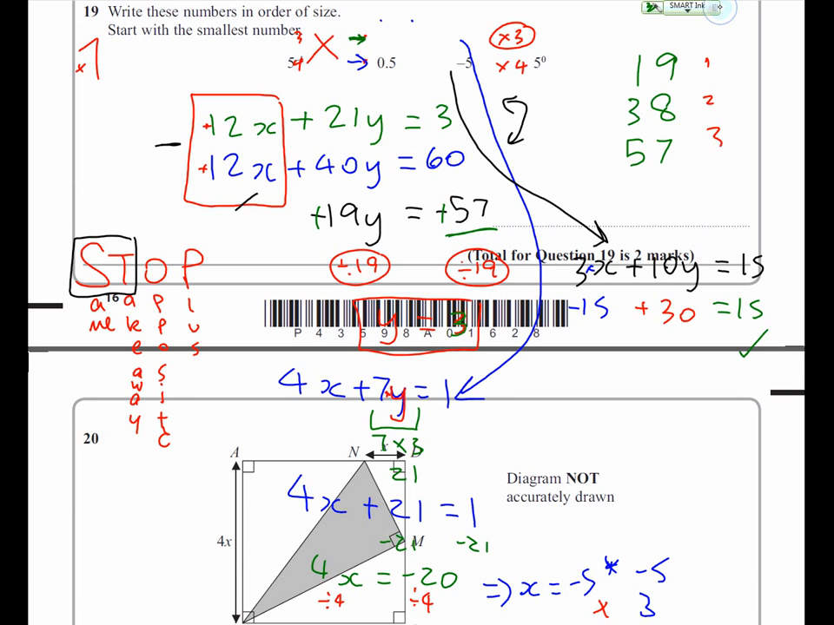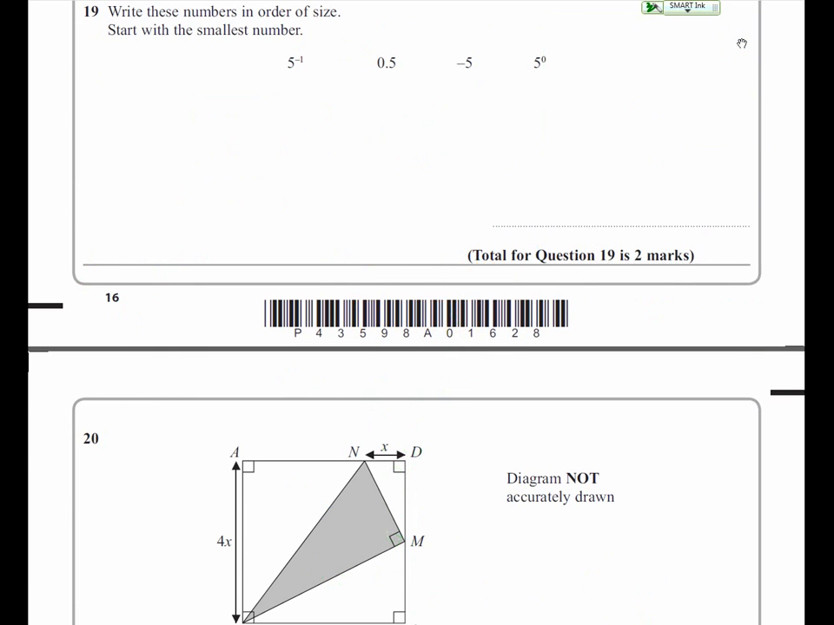Question 19 now. Write these numbers in order of size. Start with the smallest one. You really need to know your maths for this one. You need to know what we talked about before. Anything to the power of 0, doesn't matter what number it is, or even algebra, x to the power of 0 is 1. Done. You also need to know 5 to the minus 1.